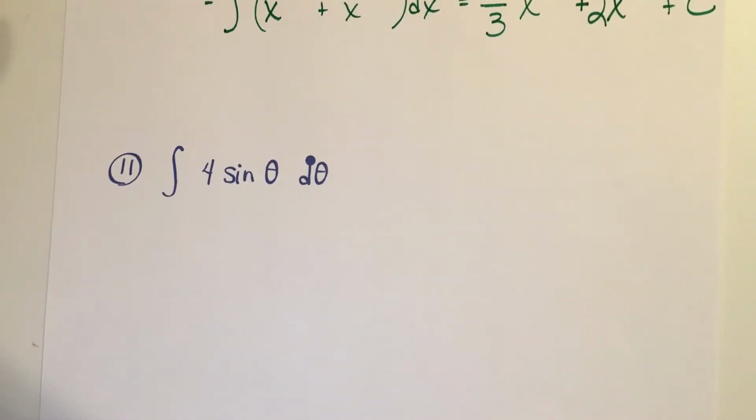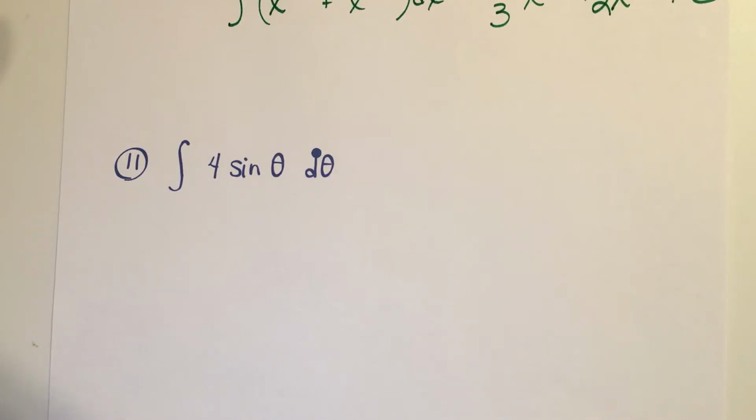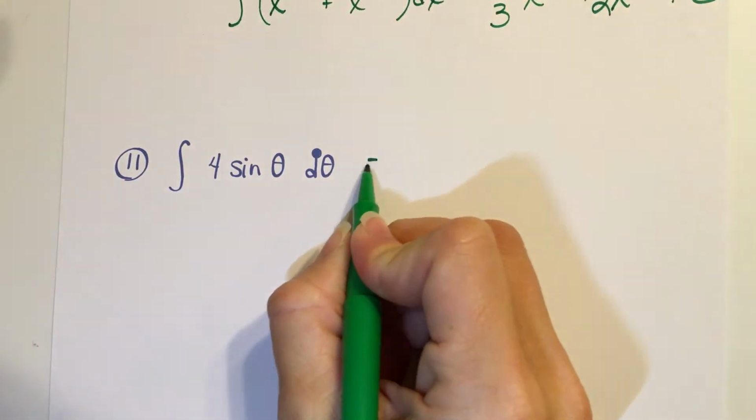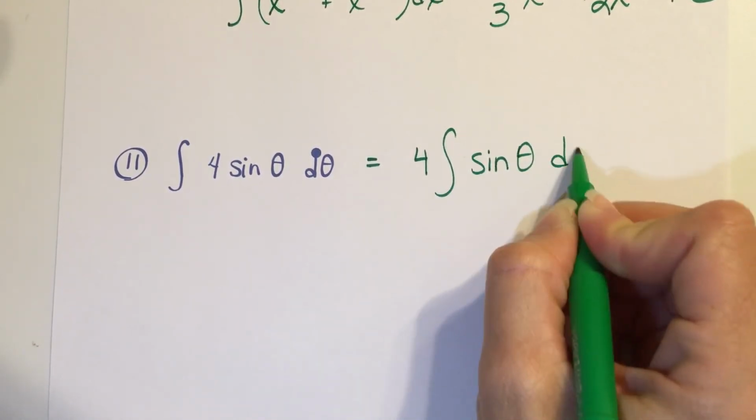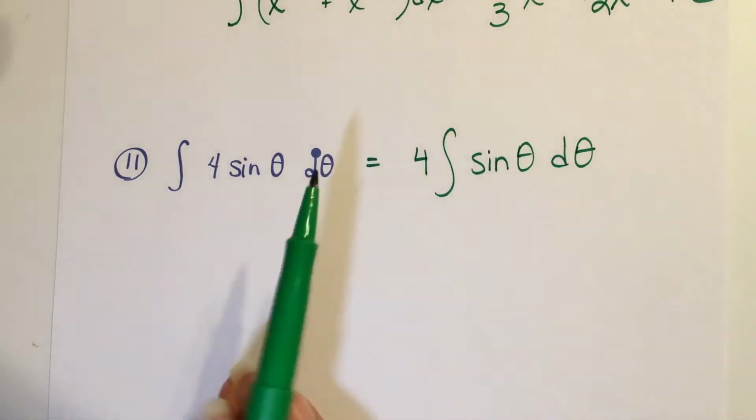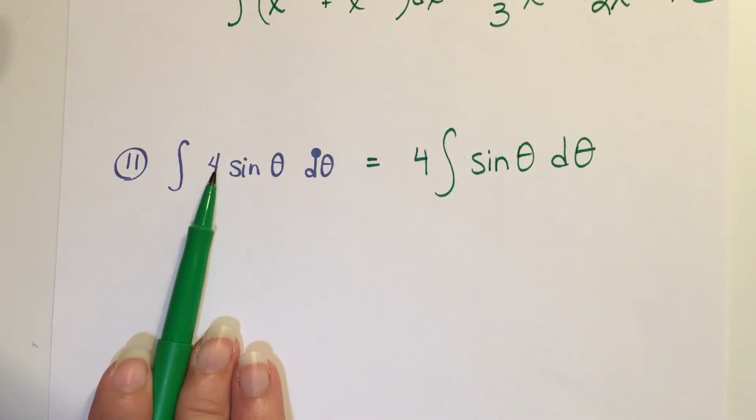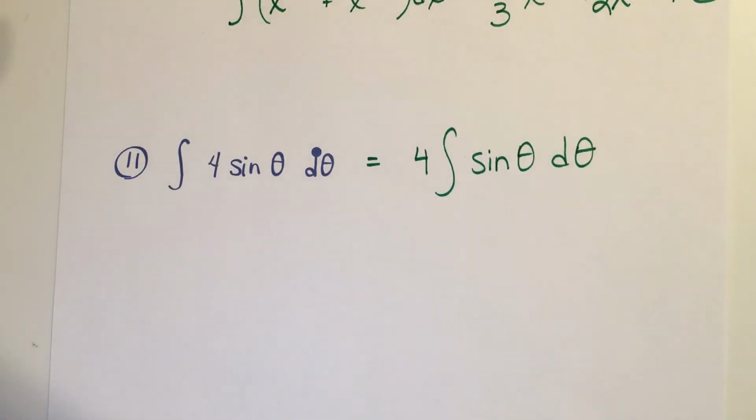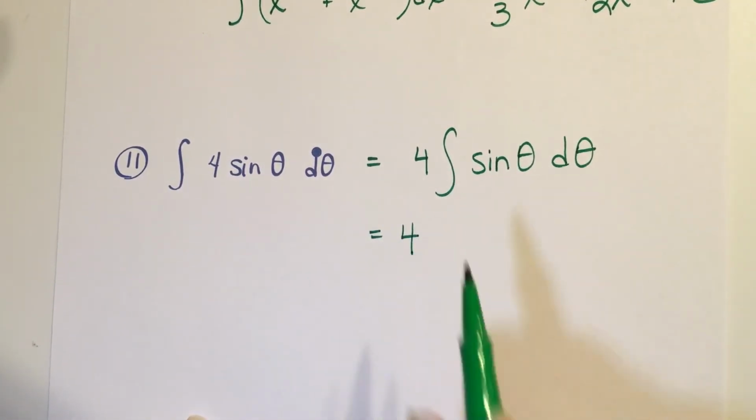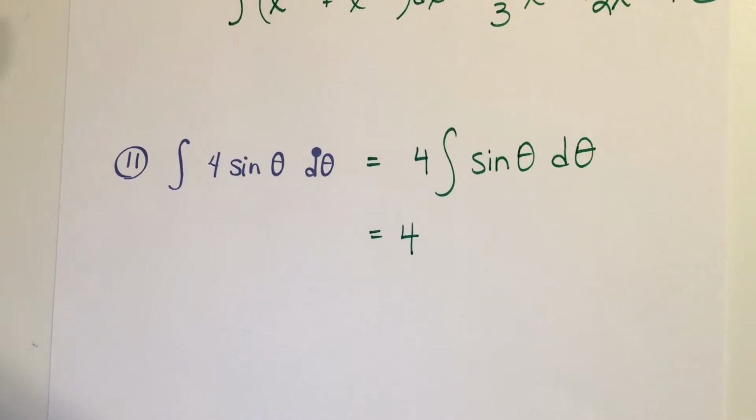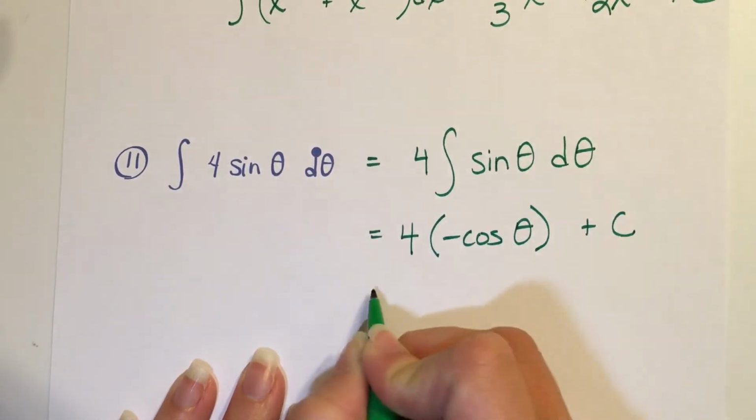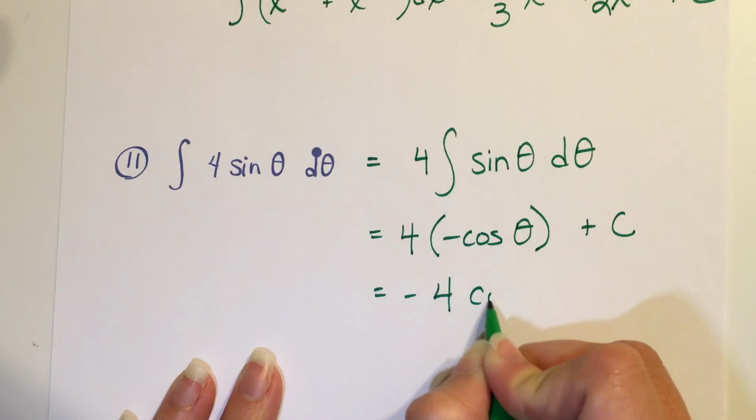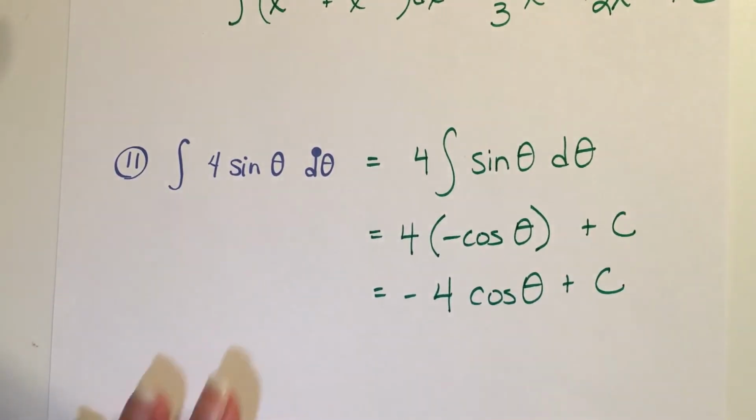Okay, number 11 here, of course, we've got to deal with having some trig functions. Now, 4 is a constant multiple. I'm going to go ahead and take a step here and rewrite it. So, just like we've done earlier, you've got 4 times your function. You can just pull that out front. So, you're looking up your integration rule for sine. And when you integrate sine, you get negative cosine plus c. So, therefore, you could just write this as negative 4 cosine theta plus c.